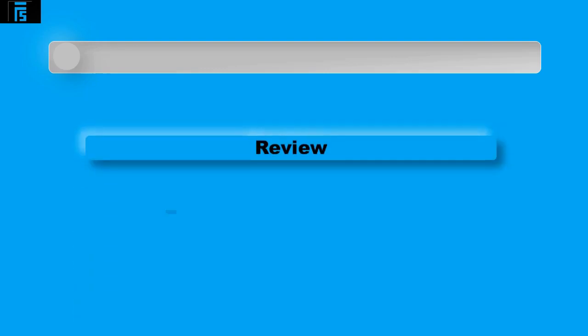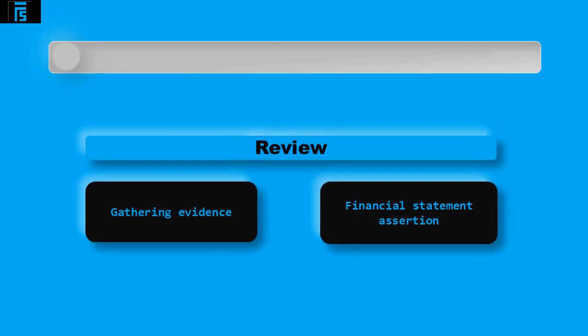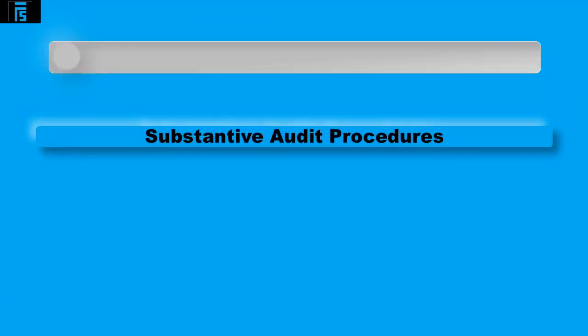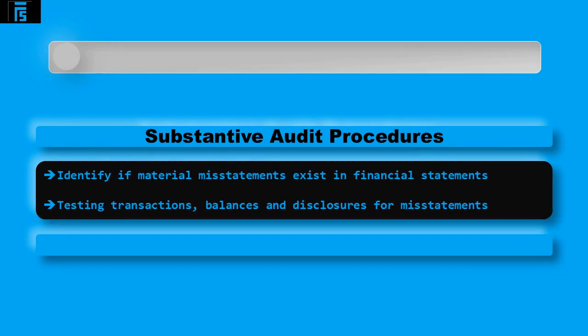We have covered the topic of gathering evidence in another video. Many of the principles discussed relate to substantive audit procedures. It is recommended that you review the gathering evidence and financial statement assertion videos before you watch this one. It will give you a better understanding of what we are covering here. Remember, substantive audit procedures are procedures that identify if material misstatements are present within the financial statements. They are testing the transactions, balances and disclosures for these misstatements.